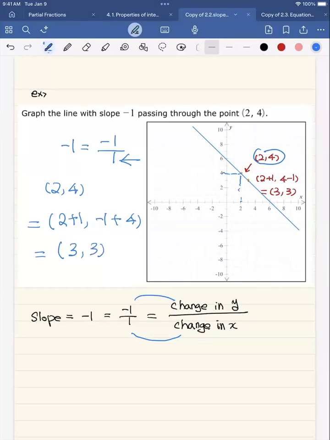So I plot at 3 and 3, and we join these 2 points to finish the problem.